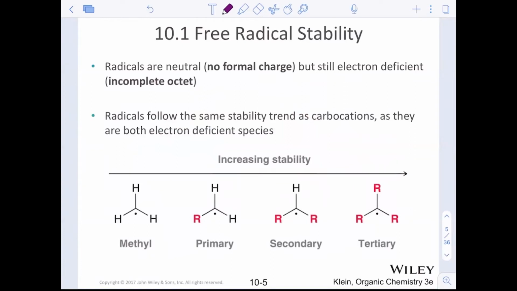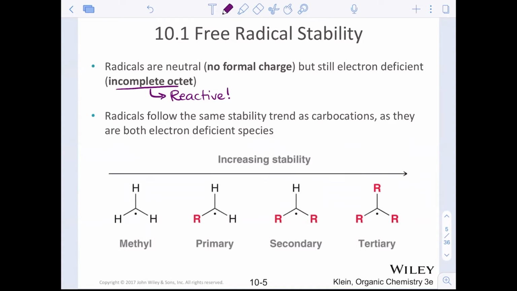Now, radicals are a little bit different than carbocations for sure. They are neutral, meaning they do not have a formal charge, but they do have an incomplete octet, and that is what makes them reactive. Just like the carbocation was a carbon with a +1 charge and was reactive because of that +1 charge, a radical is still reactive even though it does not have a formal charge. The reason why it is reactive is because there's a carbon with an incomplete octet.